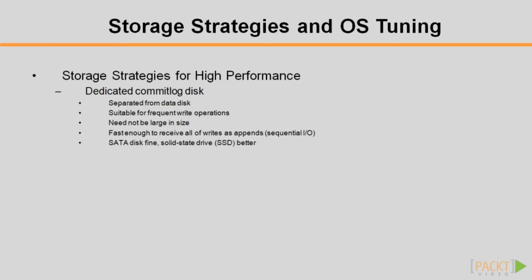You know that Cassandra's storage architecture is very simple and is classified into commit log and SS tables based on the different I/O behaviors. It's wise to have dedicated hard drives for commit log and SS tables respectively. A dedicated commit log disk is very suitable for frequent write workloads. Its size need not be large, as each commit log should be quite small in size. But the disk should be fast enough to receive all of the writes as appends, that is, sequential I/O. SATA disks are fine, and solid-state drives, of course, perform much better.